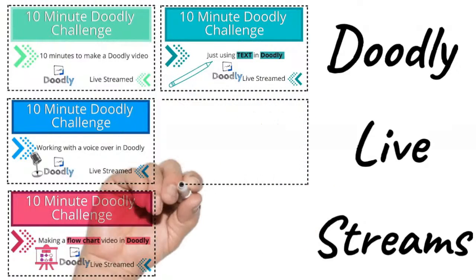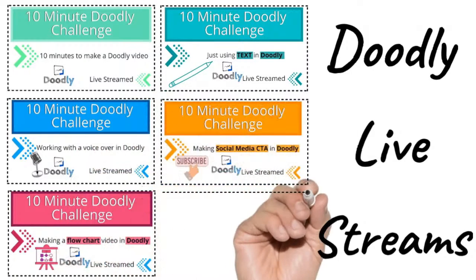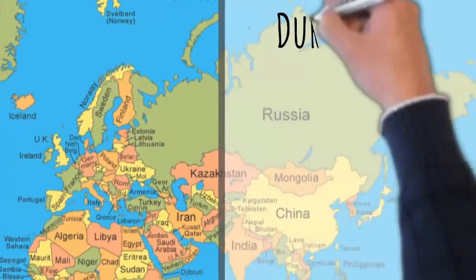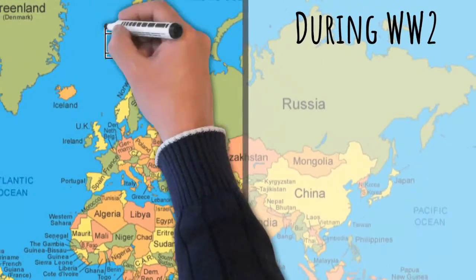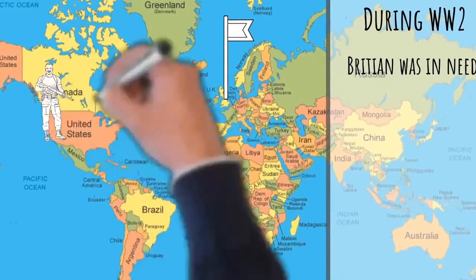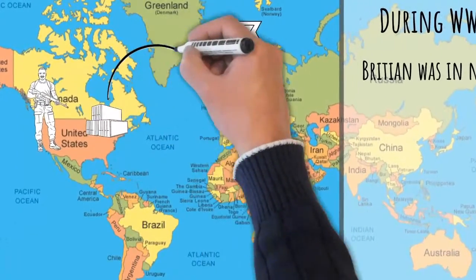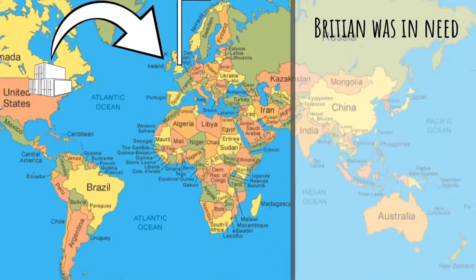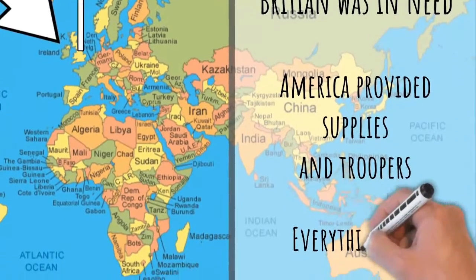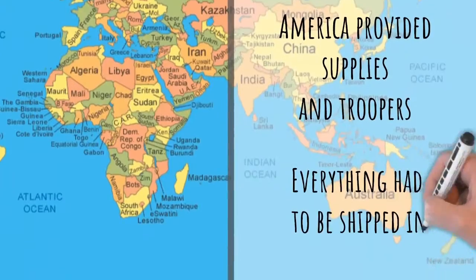So this is something I made before the live stream with Doodly, and you're going to see it in a minute, and it has some problems. Let's have a look. So I wanted to do something with a map. Everything you see is made in Doodly, even including the music. So with a map, I wanted to do something that covered the whole thing, and I thought World War II would be a good thing to do.